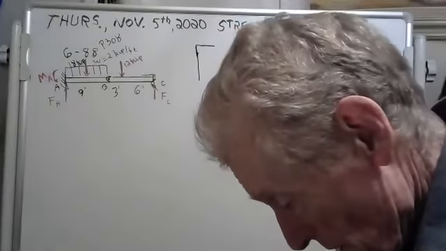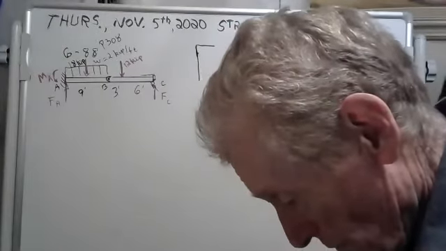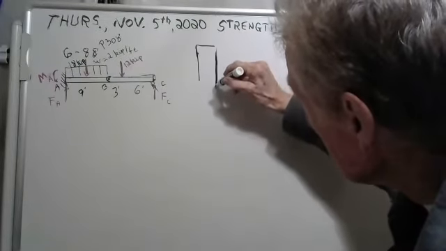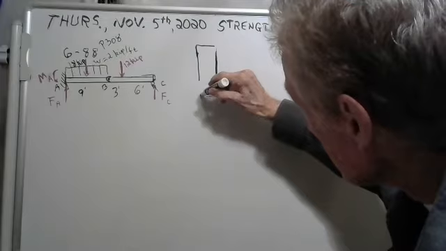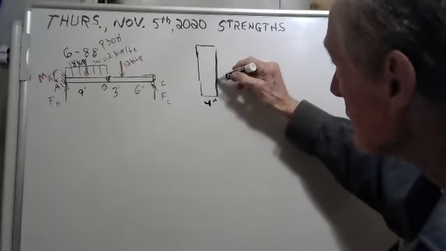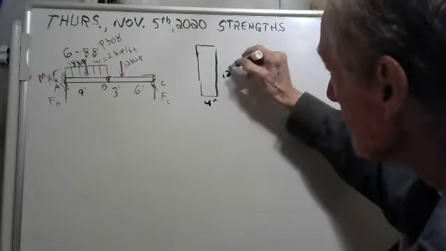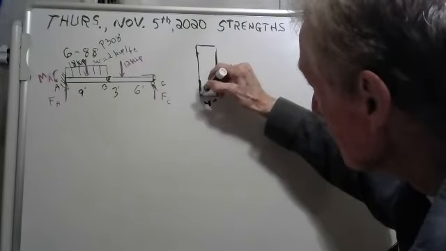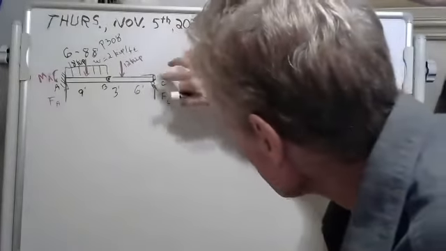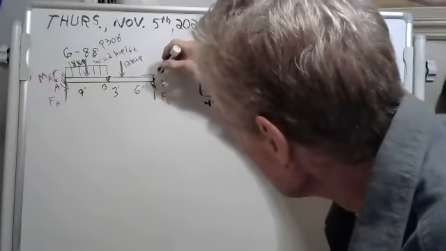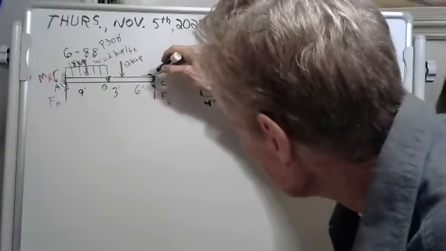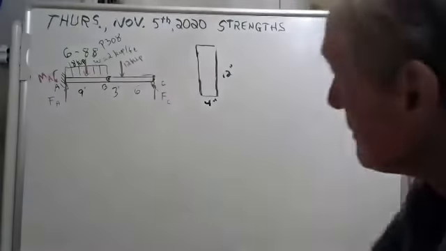It's 4 by 12. Puts you about like that, doesn't it? Did I do good? 4 inches. Yeah, that's about right. 4 by 12. That's what this cross section looks like. I think I made mine a little too thick there, but you get the picture.